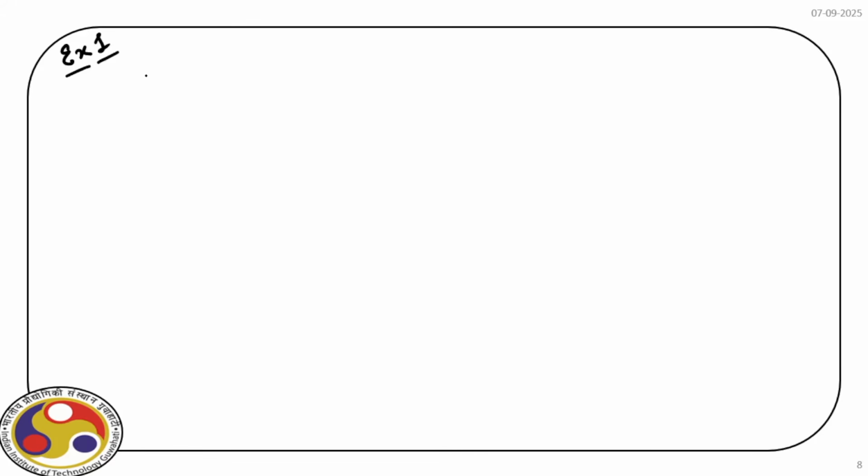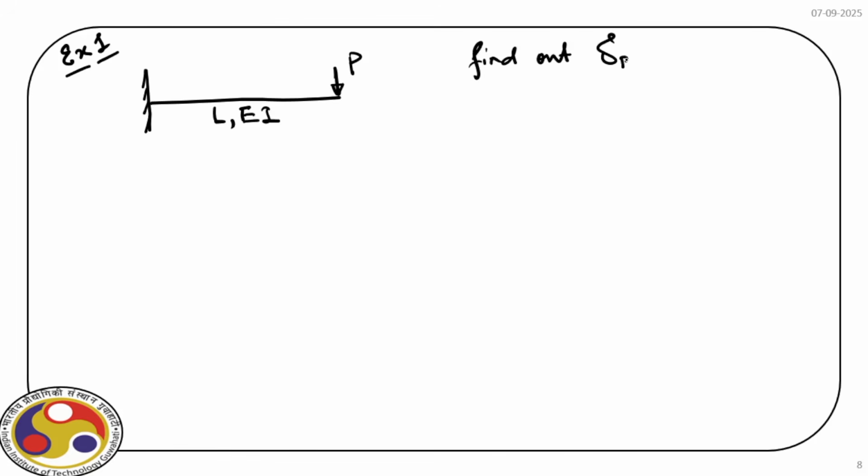So in this problem we have a cantilever beam subjected to a point load at the free end. So this is P, and the length of the beam and EI is given. Our task is to find out the deflection of the beam at B.